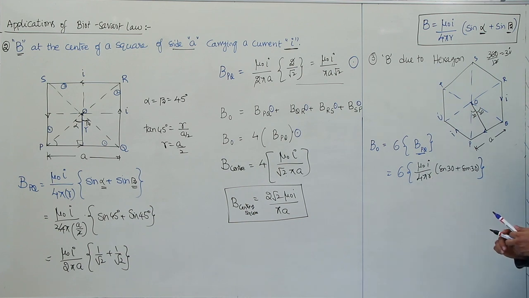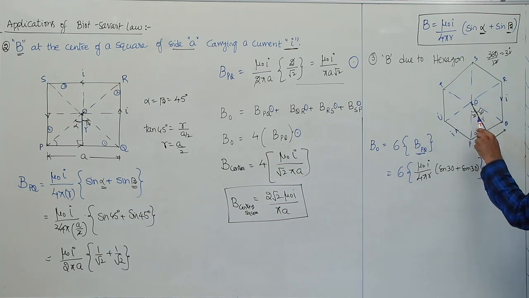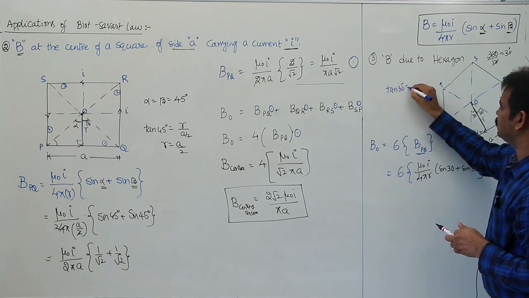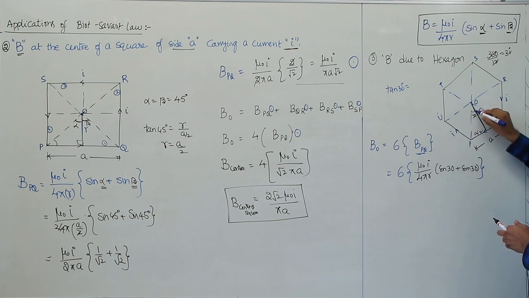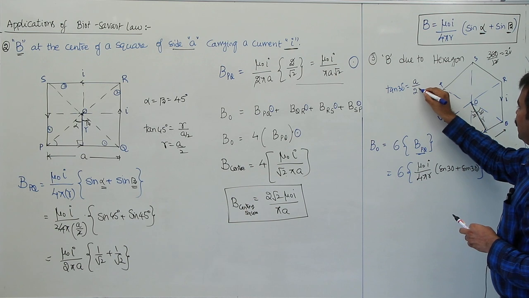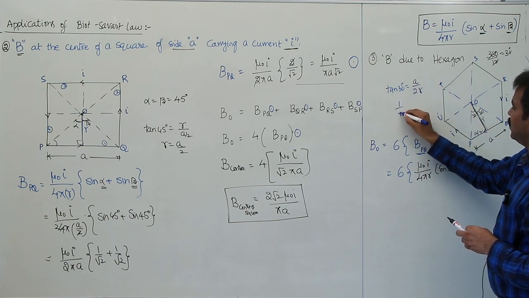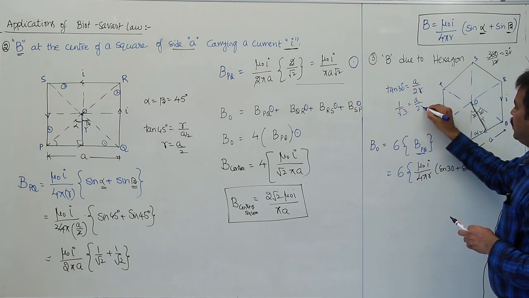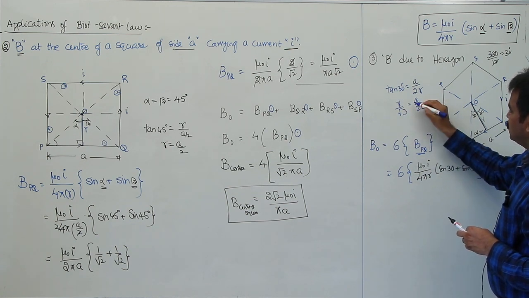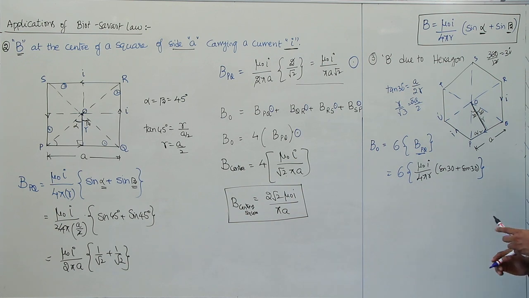Now what is this r value? You can see this is the r value. So I need this value, this is equal to a by 2. If you take tan of the angle here, tan 30 degrees is equal to opposite side by adjacent side, which is equal to a by 2 by r. So tan 30 is 1 by root 3, which is equal to a by 2r. So r is equal to, this r will go to this side, root 3 a by 2.